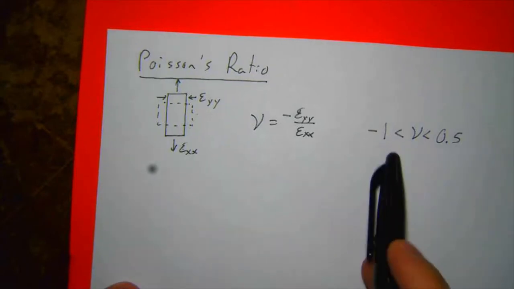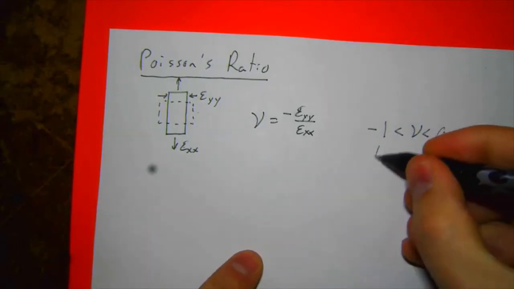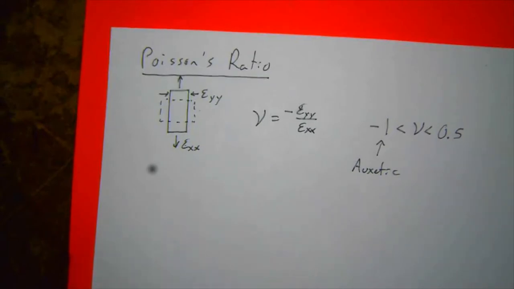And then negative 1, actually anything less than 0, is a negative Poisson's ratio material or an auxetic material. So there's a special word, A-U-X-E-T-I-C. I won't go into too much detail, but have you ever seen Hoberman spheres, the expando ball toys, where you pull on it and it expands in all the other directions? That's a negative Poisson's ratio metamaterial.